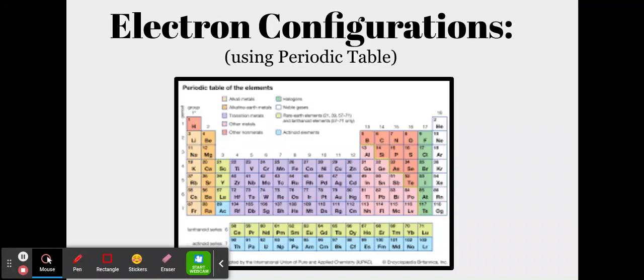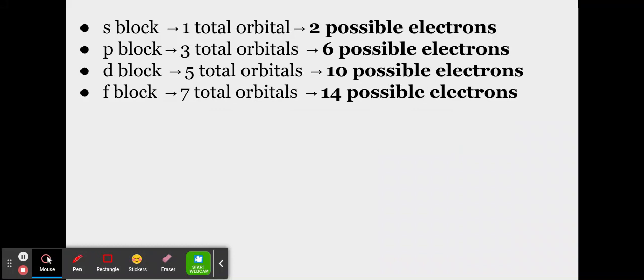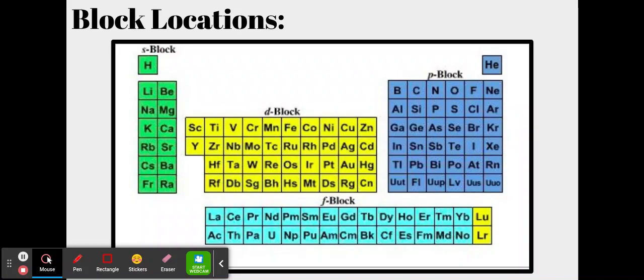Hi, so this video is all about determining electron configurations based on the periodic table. Now, in one principal energy level, there is one total s orbital, which can contain a max of 2 electrons, 3 p orbitals, which can contain a max of 6 electrons, 5 d orbitals, which can contain a max of 10 electrons, and 7 f orbitals, which can contain a max of 14 electrons.